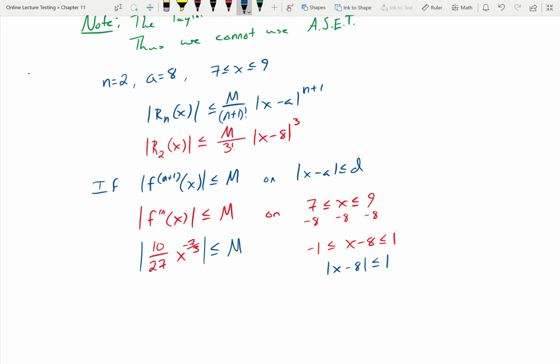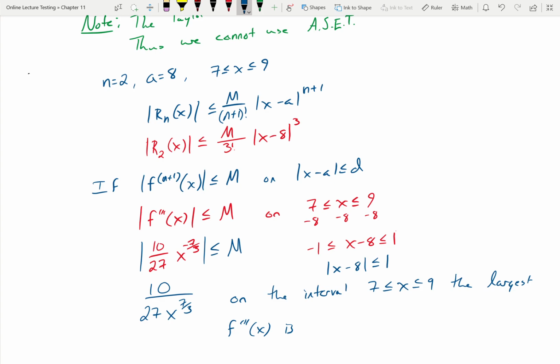Well, think about this. We have 10 divided by 27 times x to the 7/3, meaning our variable is in the denominator. So on the interval from 7 is less than or equal to x is less than or equal to 9, the largest f double prime of x is at x is equal to 7. Again, we're looking for a cap on this particular interval.